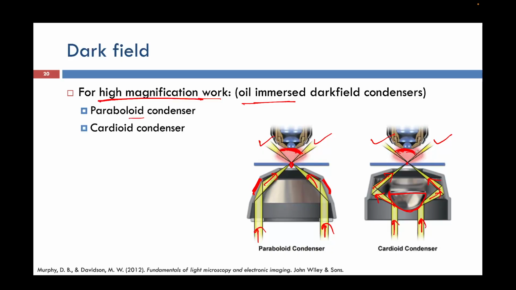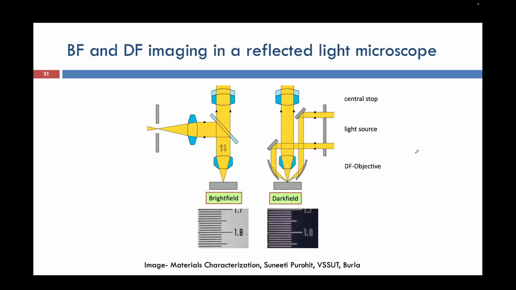So the more diffracted beam I get, the more information about the object I will be able to extract. That is why the oil immersed dark field condenser is used. Okay, so this is one of the differences between bright field and dark field imaging in a reflected light microscope.